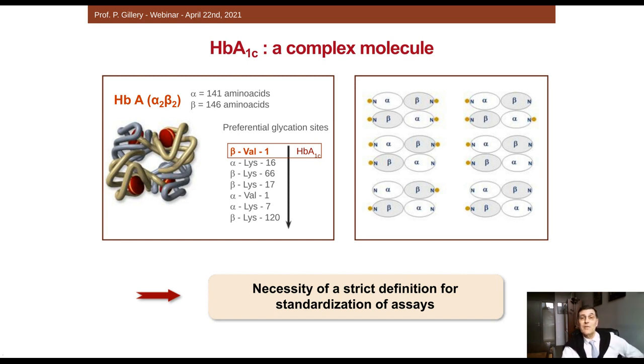And another factor of heterogeneity is the possibility that glucose binds to one or two N-terminal beta chains, but also on one or two N-terminal alpha chains. So the term HbA1c covers a number of molecular forms, and this underlines the necessity of a strict definition of HbA1c for the standardization of assays.